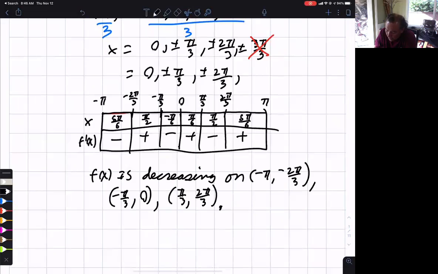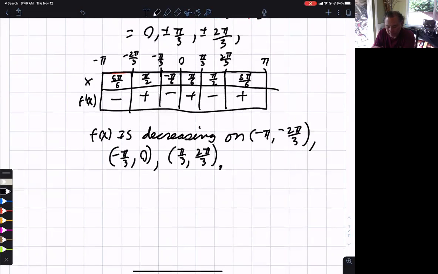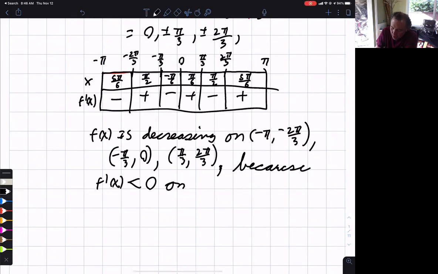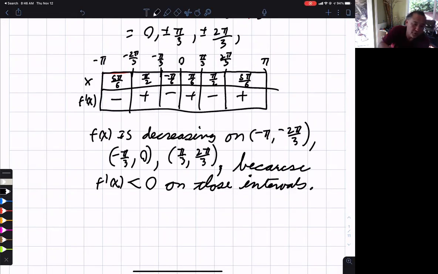You have to give a reason why. I said it's decreasing, but when you do calculus, you have to give reasons. So f is decreasing. Why? Because f prime of x is negative on those intervals. That's your justification. So when we start doing FRQs, you're going to have to explain not just where, but why.